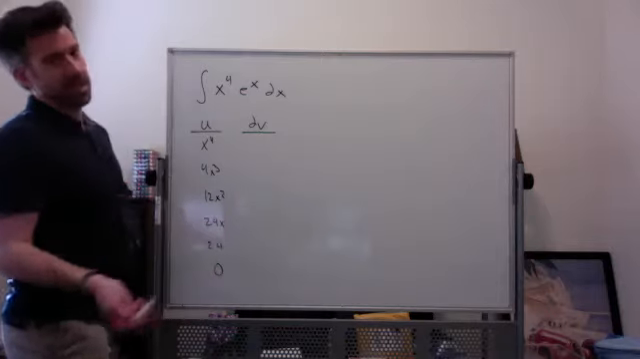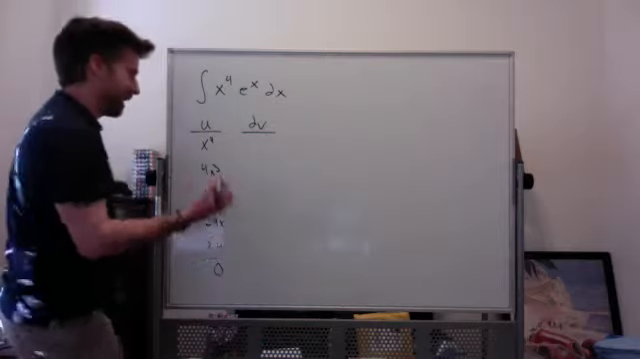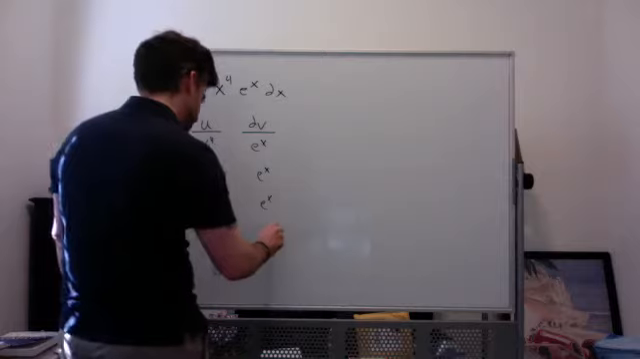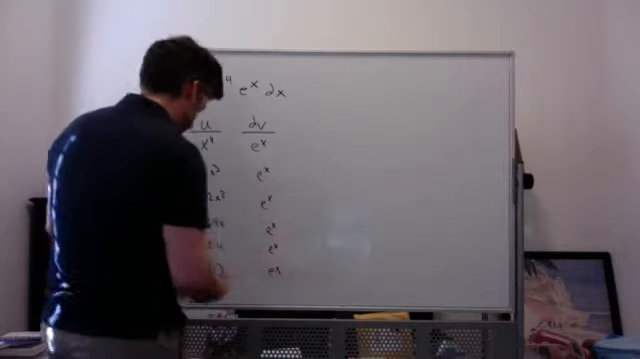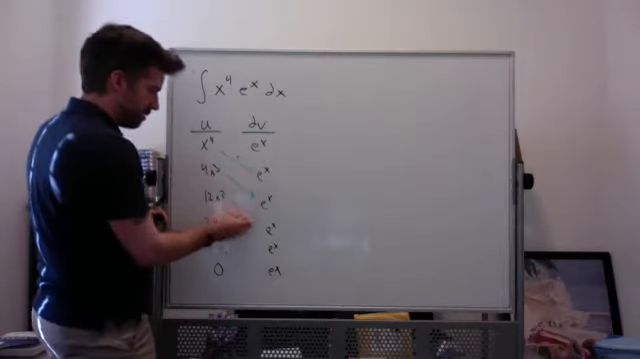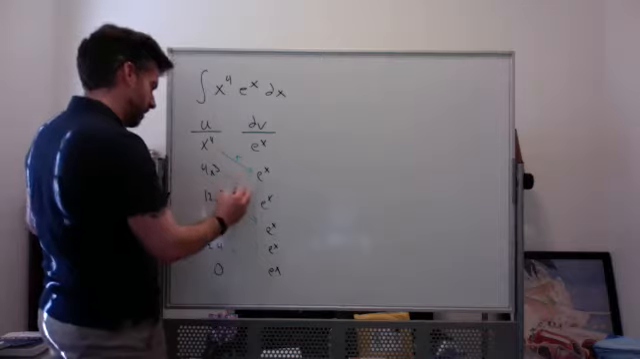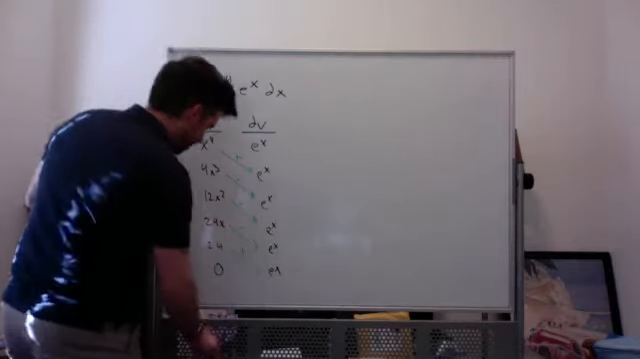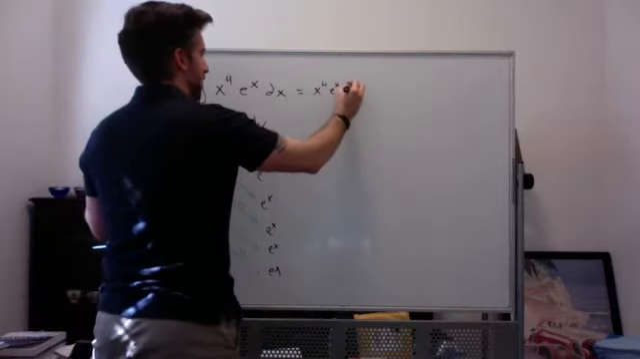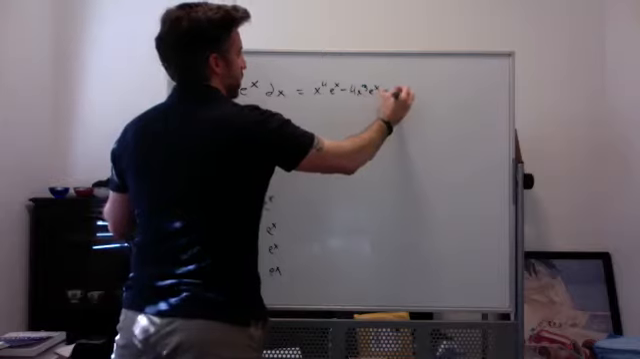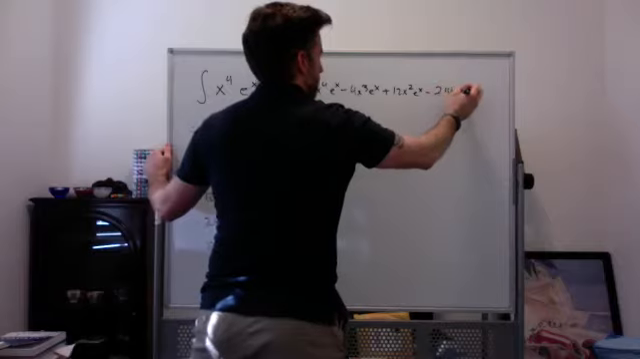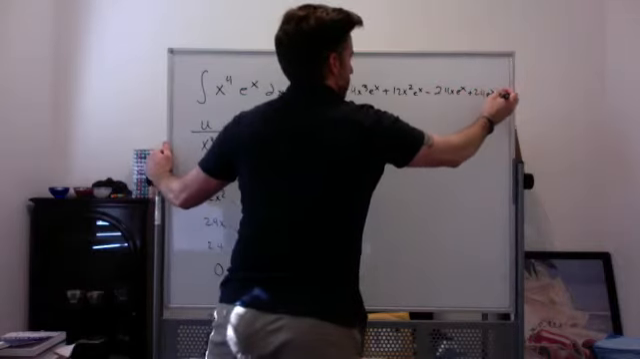And then e to the x is the nicest choice for dv ever, because all the antiderivatives are e to the x. You almost don't even need to write it. This one, there's no weird signs to deal with, so I just know it's going to be plus, minus, plus, minus, plus. So this one's super straightforward. It's going to be x to the 4th e to the x minus 4x cubed e to the x plus 12x squared e to the x minus 24x e to the x plus 24 e to the x plus c.